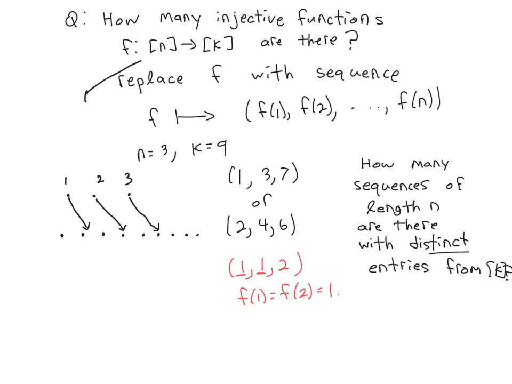So you see the idea is, given these injective functions, once we look at this sequence of outputs in order, you get a sequence with distinct entries. And you see that's true in general, because the only way you have a repeat is if you have 2 points in the domain that map to the same point. So essentially, the number of injective functions is equivalent to the number of sequences of length n with distinct entries. In other words, these are n-permutations of k, and so the answer becomes k to the falling n.